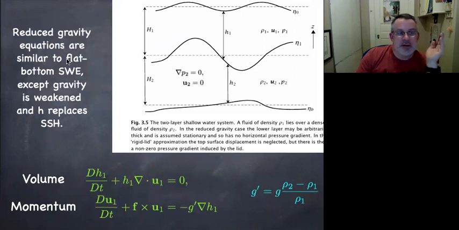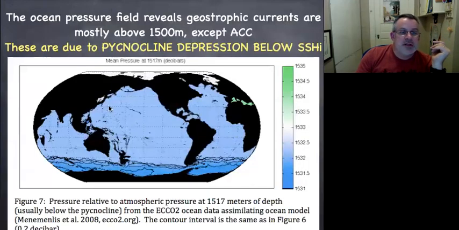And these are really similar to a flat bottom single shallow water layer. So here we go. There's not really any pressure gradients below. So this reduced gravity system is going to be a pretty decent way of thinking about the gyres outside, except for maybe during the ACC.